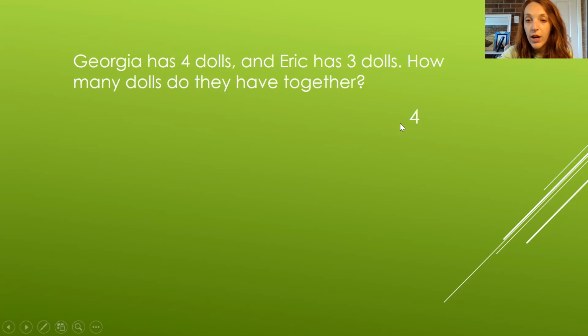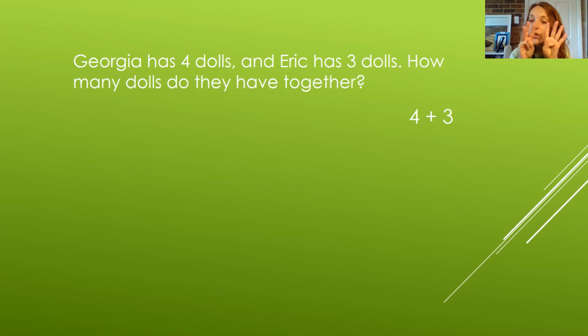Okay, so I have my 4 here. Eric has 3 dolls. How many dolls do they have together? Can you figure it out? I wrote my sentence. I know it's asking me how many dolls I have together. So this is an easy one. We're building up to harder ones. Georgia has 4 dolls. Eric has 3 dolls. How many do they have together?